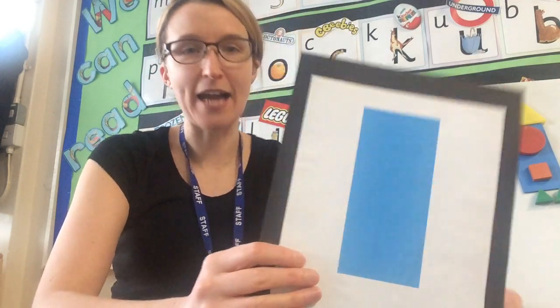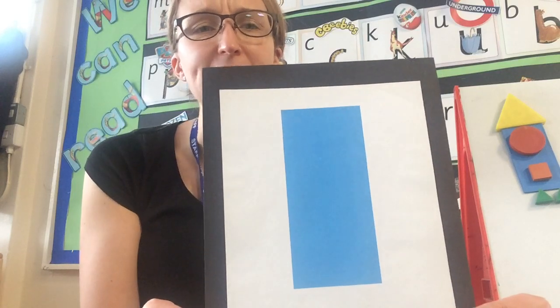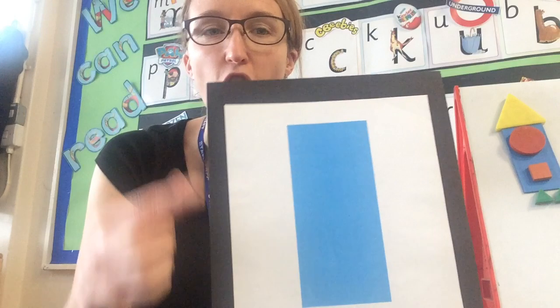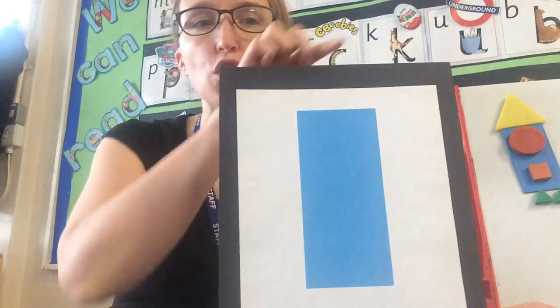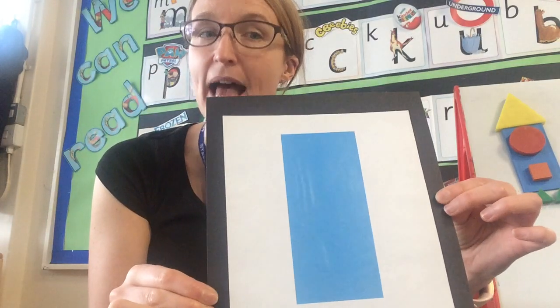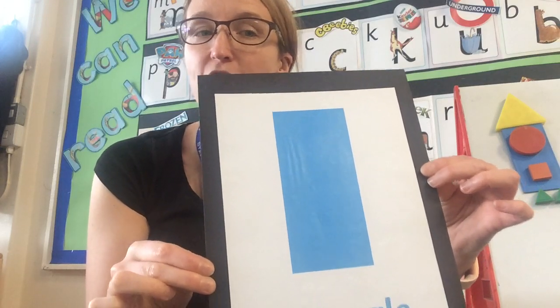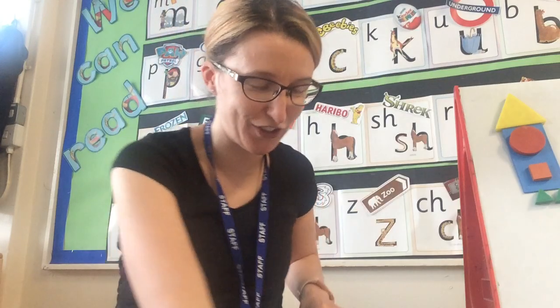Right, let's see our next one. Oh, there we go. So this one here, it has got 4 corners and it has got 4 sides again. But this time, look how 2 of the sides are shorter and 2 of the sides are longer. So if it's got 2 shorter sides and 2 longer sides, this shape is a rectangle.